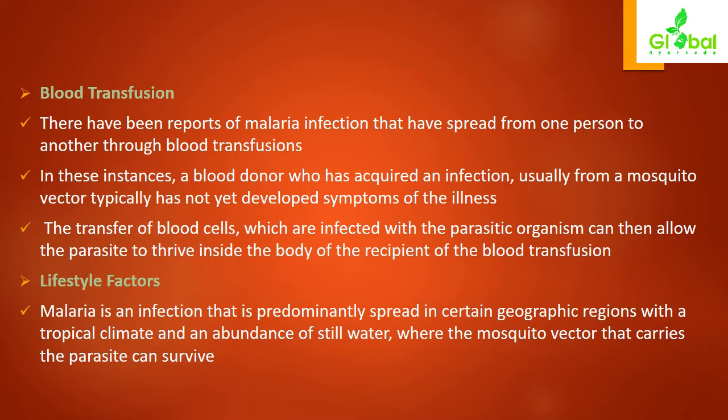Lifestyle factors. Malaria is an infection that is predominantly spread in certain geographic regions with a tropical climate and an abundance of still water where the mosquito vector that carries the parasite can survive. So, depending on the environment, especially stagnant water and certain climate conditions, it is helpful for the further maturation and growth of the malaria parasite.